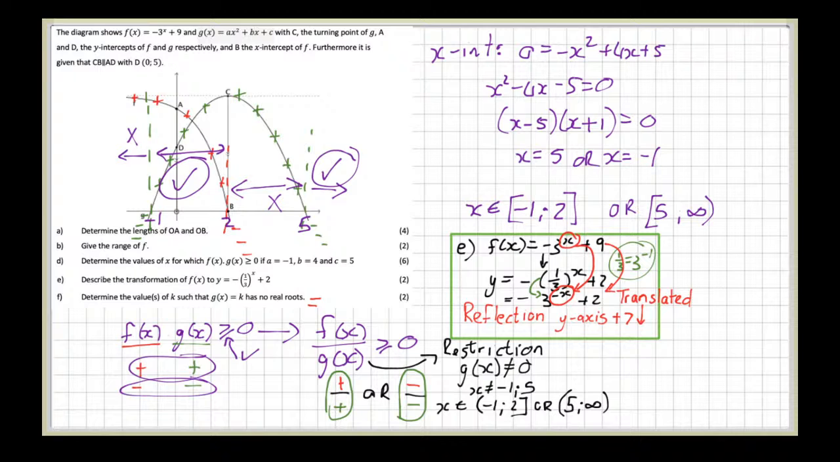So first of all, your approach is to try and make the thing that they give you look as much like the original function that was given. Then you look at reflections, x changing to negative x, or reflection in the x-axis means my whole function becomes negative. So I put a negative in front of the whole function. Then you look at shifting up or down, left or right.